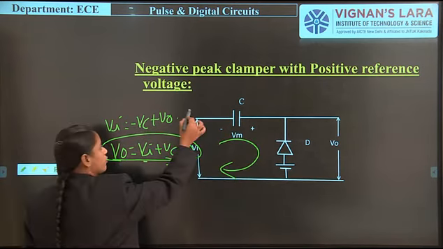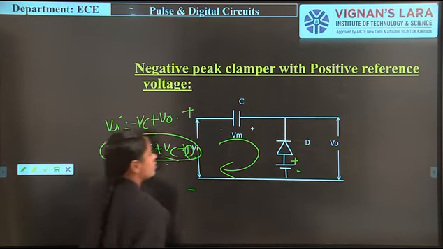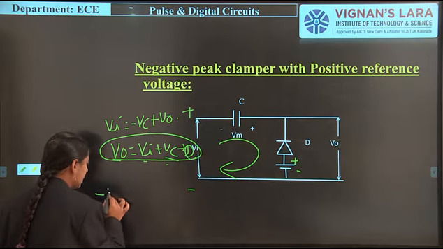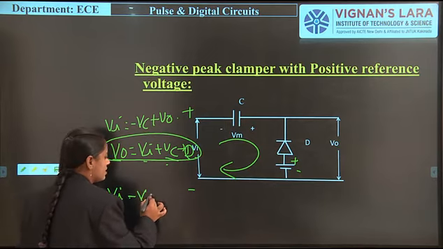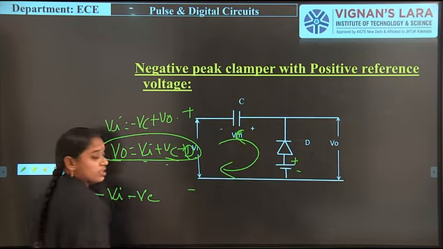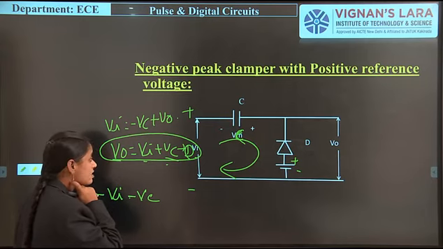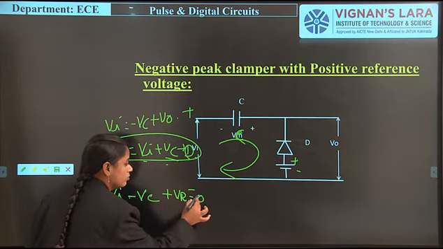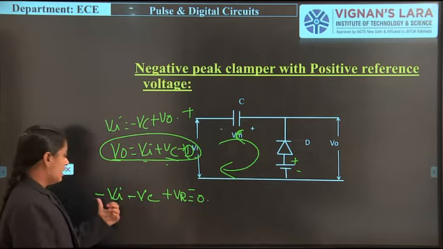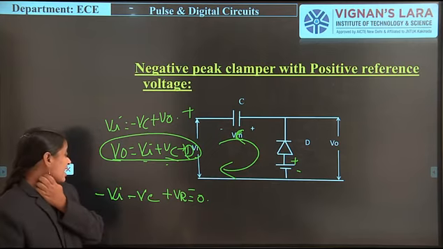So what is the applying of KVL and what is the output waveform? We have to observe the plus and minus. So applying KVL to the input side, that is VI minus VC. Sorry, here this one is the VC. There is a mistake in the slide: VI minus VC plus VR becomes 0. So that is VI minus VC plus VR becomes 0. So what is the input condition?